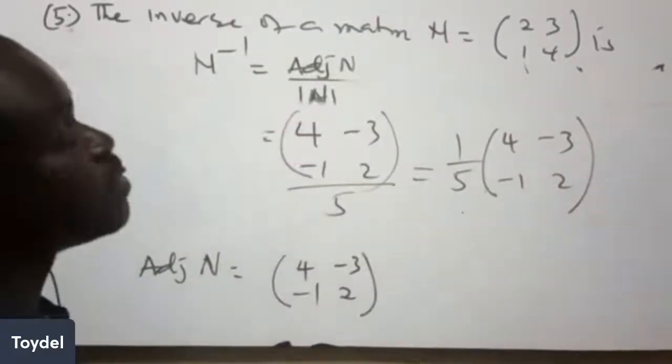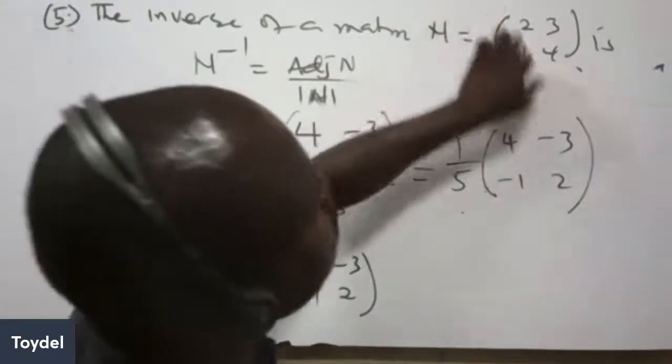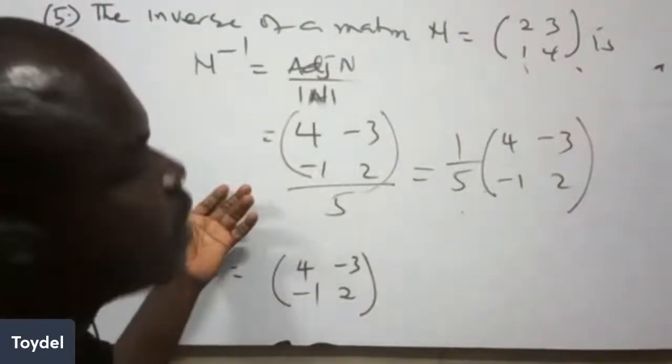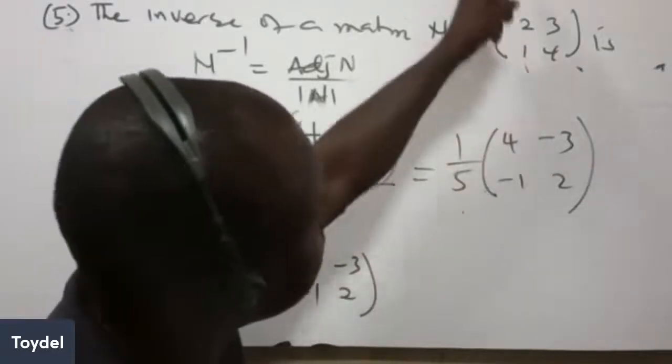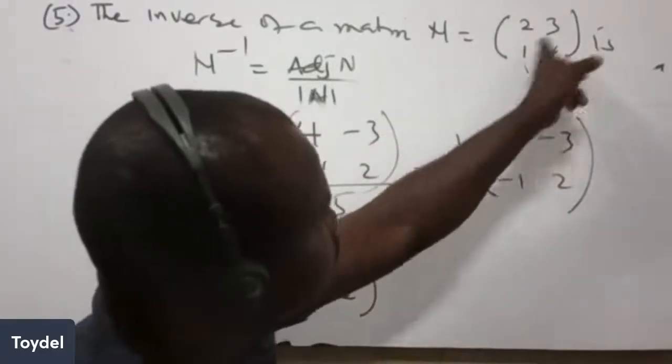So without going through all this stress, if you want to find the inverse of a 2 by 2 matrix, this is what you do. Just find the determinant. Leading diagonal, 2 times 4 minus the other diagonal, that is 5.